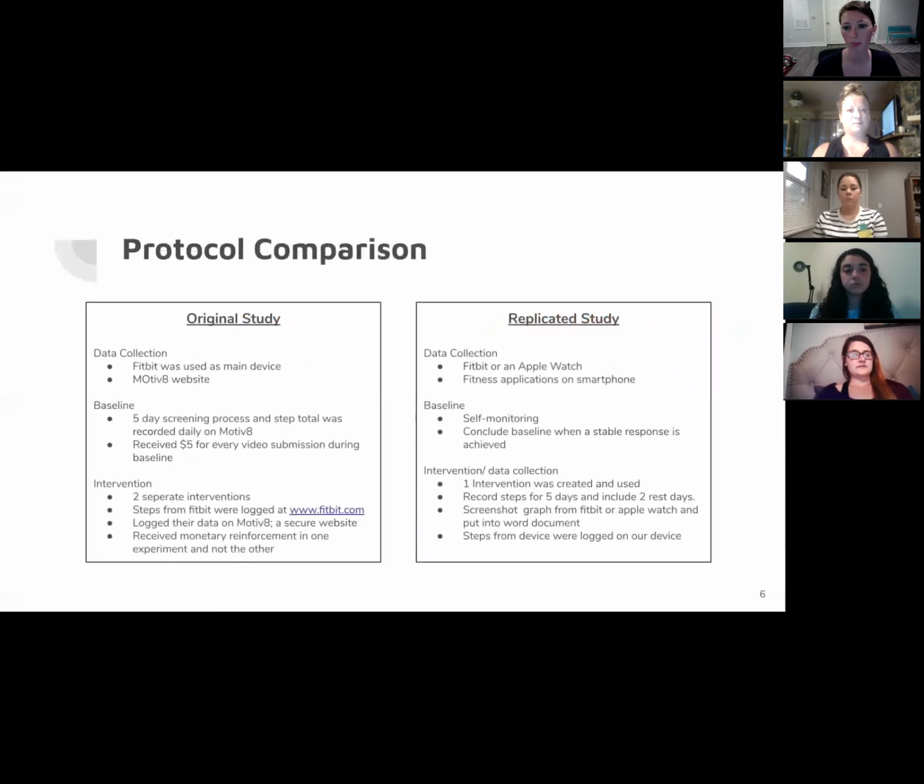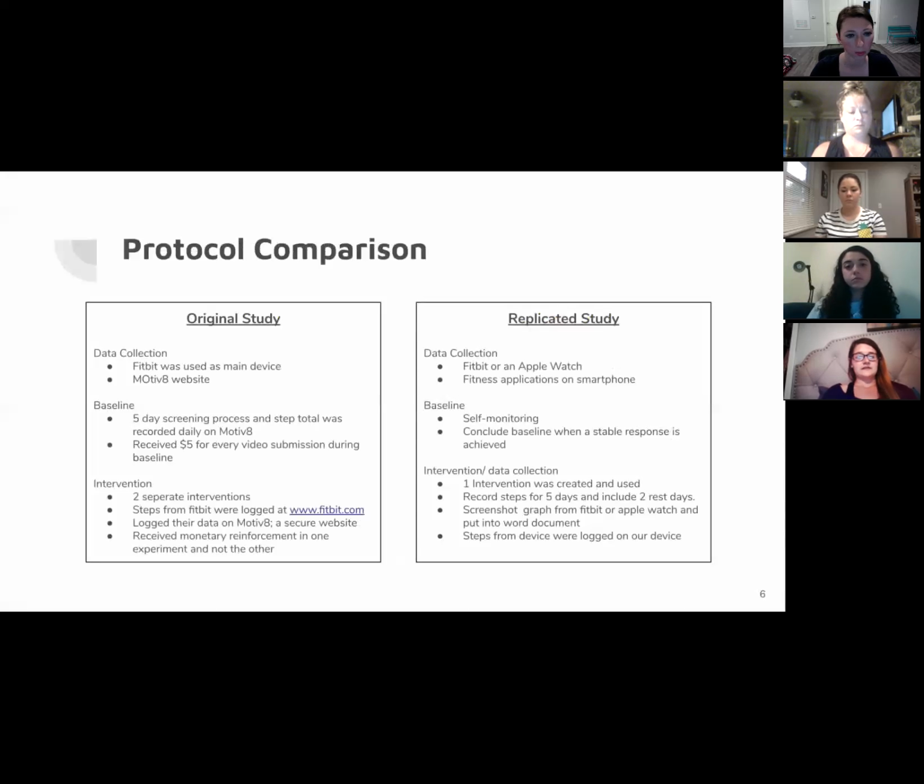While the original study and the replicated study were very similar, there were a few minor differences. Due to the circumstances in all of the different locations of participants, we had to make a few changes. First, I will discuss the baseline. The original study used a Fitbit to track their steps, and then they recorded the data on a website called Motiv8. While we used Fitbits in the replicated study, we also had the option of using an Apple Watch because we all own different devices.